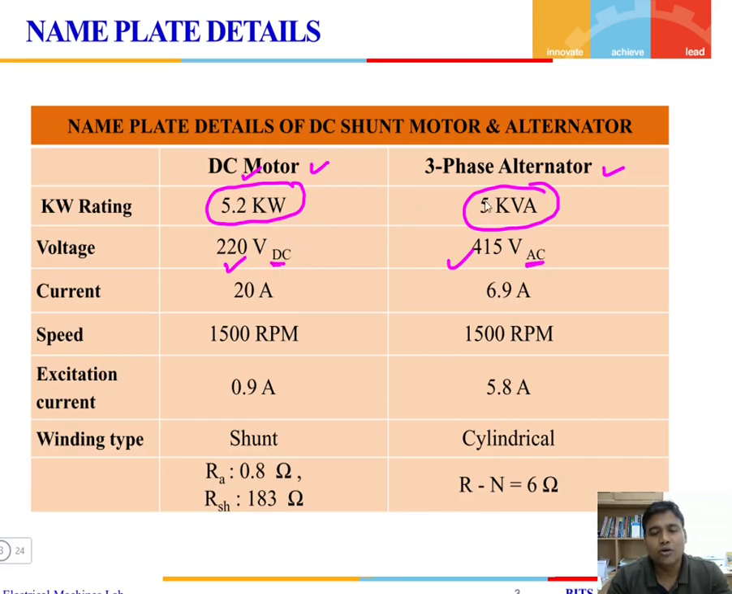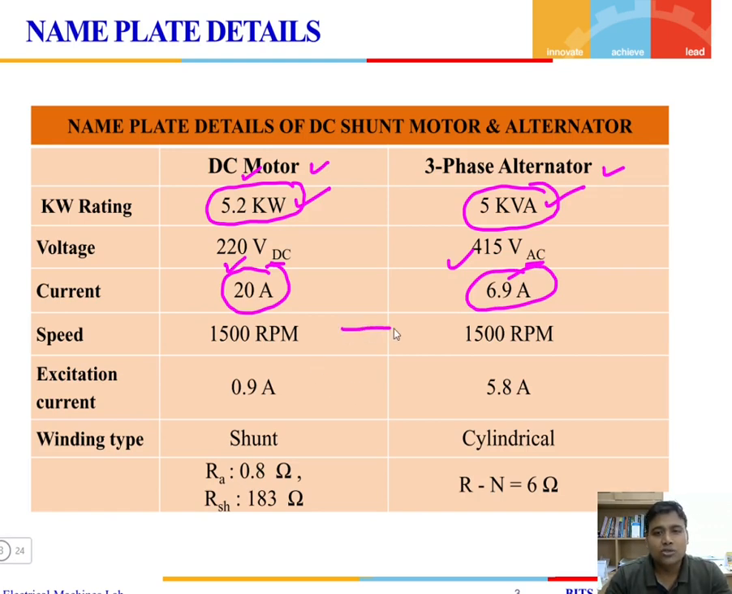Now one point to be noted is that the three-phase alternator power rating is given in kVA, whereas the motor rating is given in kilowatt. The maximum current rating for the DC motor is basically 20 ampere, whereas the alternator is 6.9 ampere. So we should not cross the maximum current rating of the device.